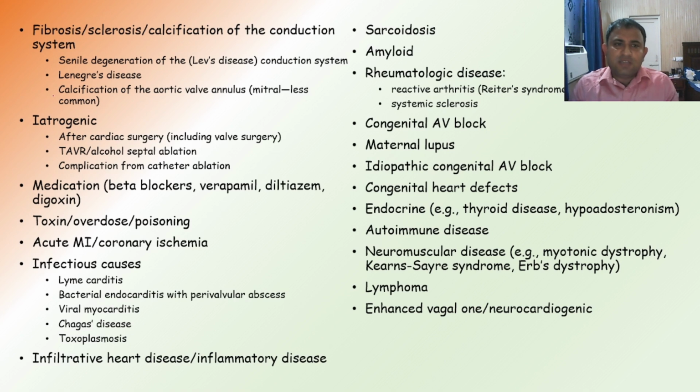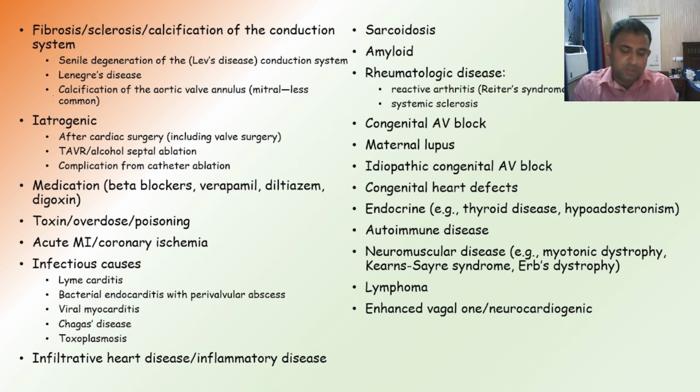First is Lev's disease, which is the senile degeneration, and Lenègre's disease, which occurs at a younger age. Same senile degeneration, sometimes calcification of the aortic annulus, and sometimes, less commonly, the mitral annulus, can also encompass the AV node and lead to AV nodal block.